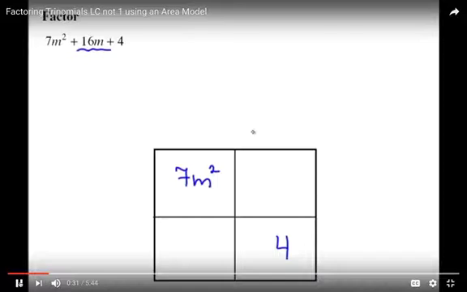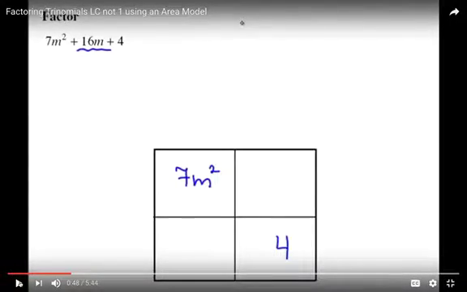Where did that come from? It came straight from the trinomial. Now, these 2 in the diagonal, we know need to add up to 16m. So that one in the upper right corner and the one in the lower left corner are going to add up to 16m. So there are going to be some m's in the upper right, some m's in the lower left. One thing we need to keep in mind that we learned in class is that the diagonals have the same product.